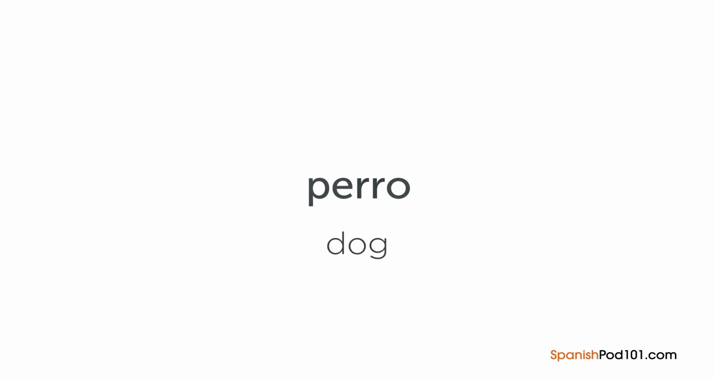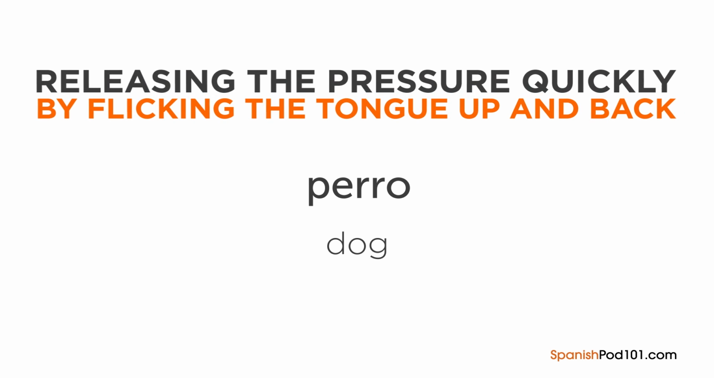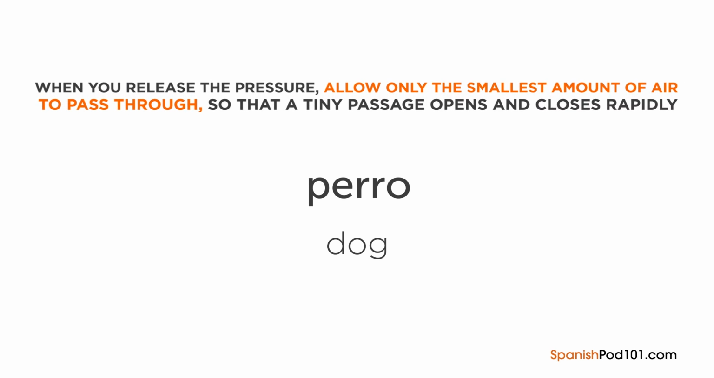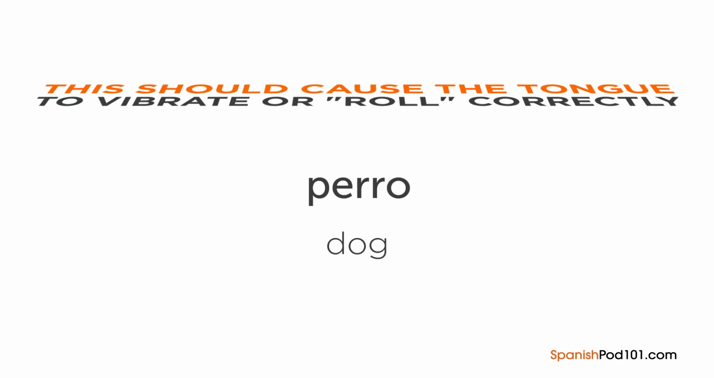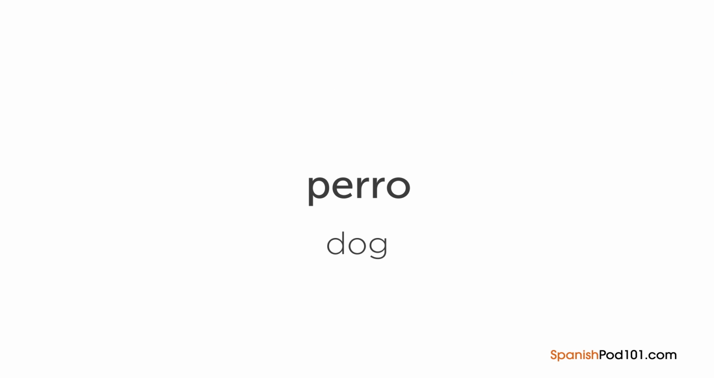Perro. The trick is to build pressure at the point of contact, using the tip of your tongue to contact the top teeth and gum ridge, and then releasing the pressure quickly by flicking the tongue up and back. When you release the pressure, allow only the smallest amount of air to pass through, so that a tiny passage opens and closes rapidly. This should cause the tongue to vibrate or roll correctly. Try again. Perro.